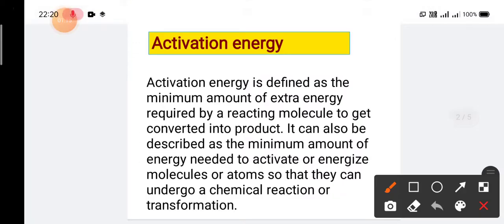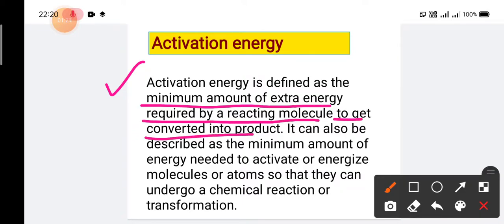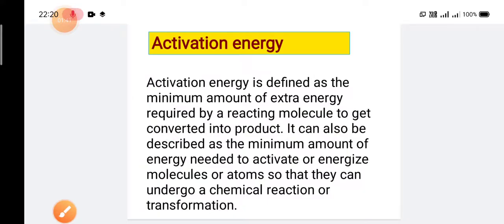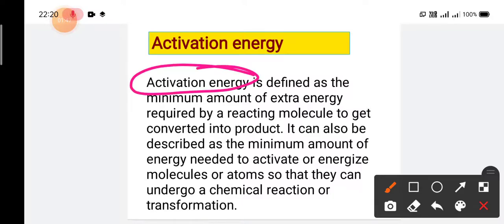So activation energy is defined as the minimum amount of extra energy that is required by the reacting molecule to get converted into product. It can also be described as the minimum amount of energy needed to activate or energize molecules or atoms so that they can undergo a chemical reaction or transformation. So activation energy is basically the extra amount of energy that is required by the reacting molecule to get excited to do the reaction properly.